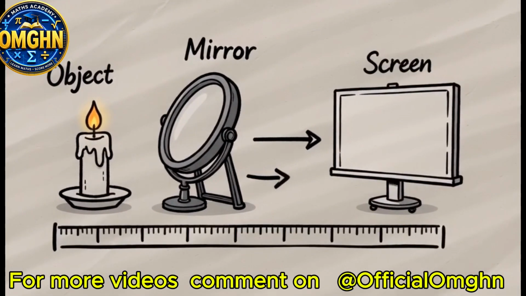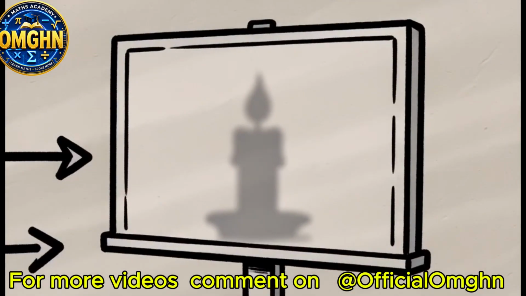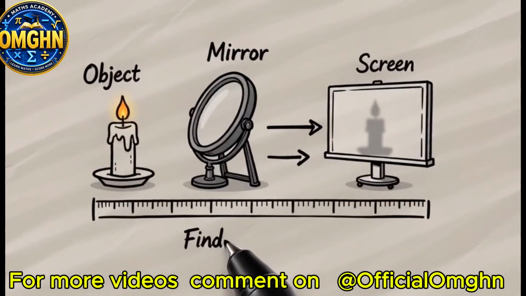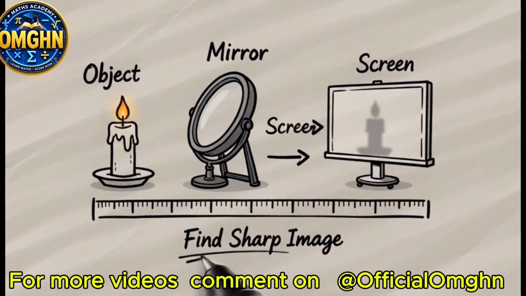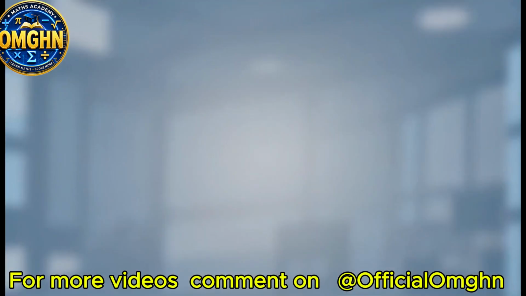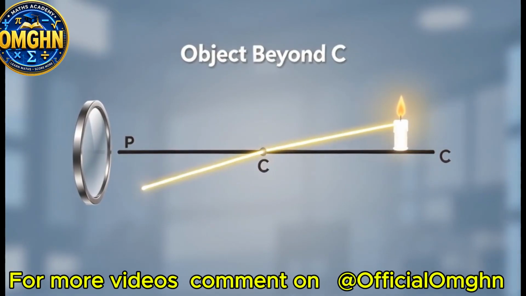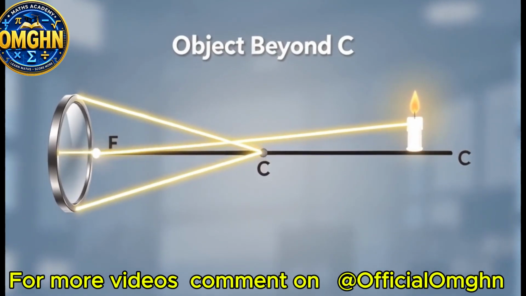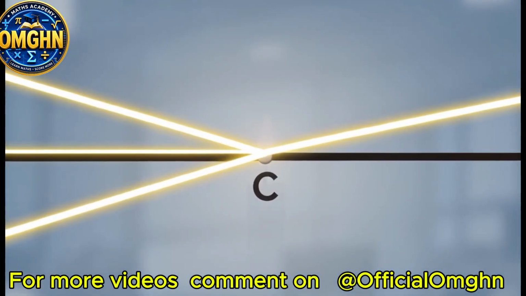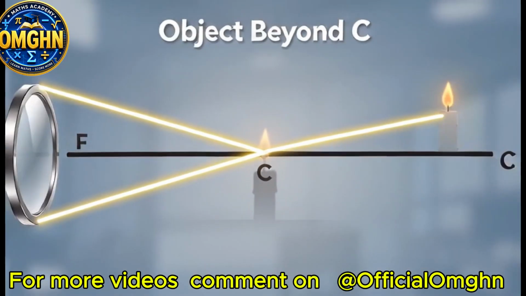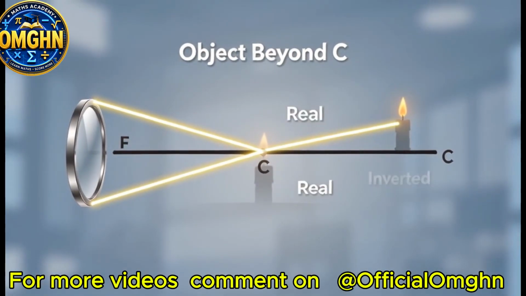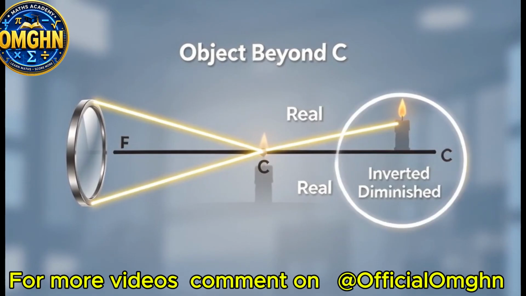Move a white screen until a sharp image appears. By changing the position of the candle, we can observe different kinds of images. When the object is placed beyond the center of curvature, the image forms between the focus and the center of curvature. The image is real, inverted, and smaller than the object.